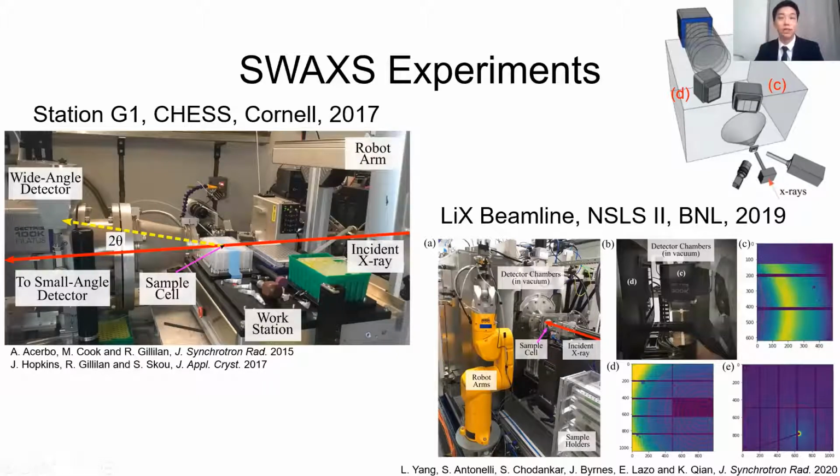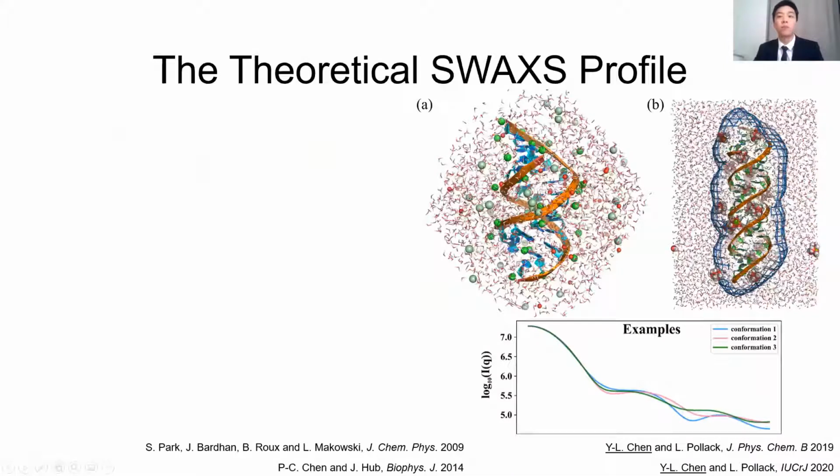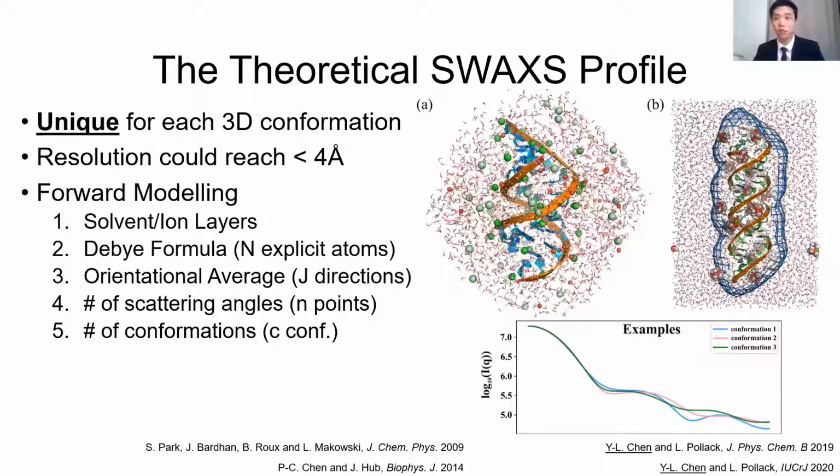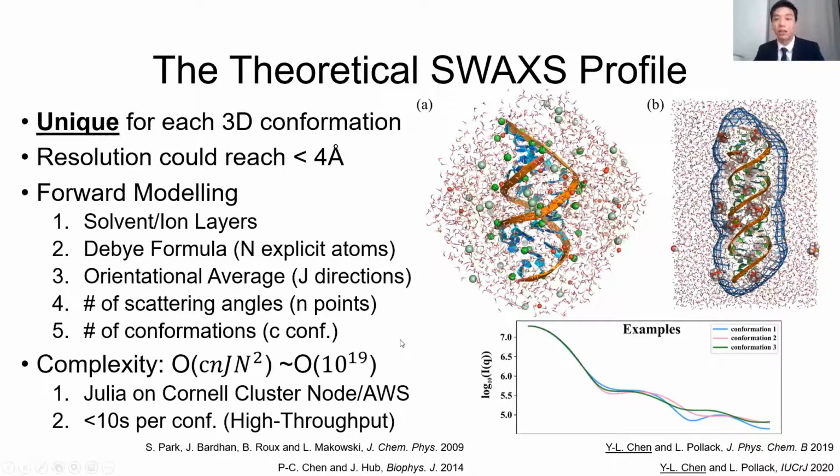And with the robot arm, nowadays, the data acquisition is relatively straightforward. However, down to the molecular scale, there are many things to consider for computing this WAXS profile theoretically and precisely. As I mentioned, the WAXS profile is very unique for different conformations with higher than 4 angstrom resolution. Therefore, the forward modeling requires consideration of the solvent and ion layers because they also contribute to the signal. We apply the Debye formula and orientational average, considering all the atoms in the system, including explicit waters and hydrogens. This computation scales linearly with the number of scattered angles and also the number of RNA conformations. The complexity is kind of overwhelming, and I use Julia language on the Cornell Red Cloud for high throughput computation. With small tricks with symmetry and some approximation, it takes about 10 seconds per conformation.